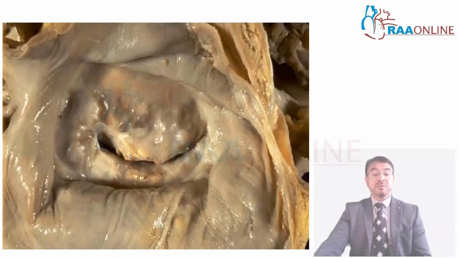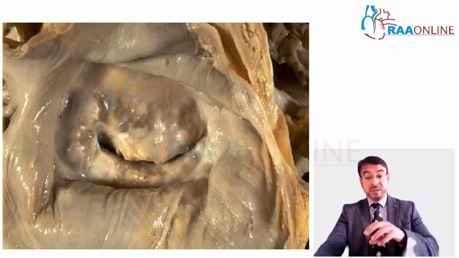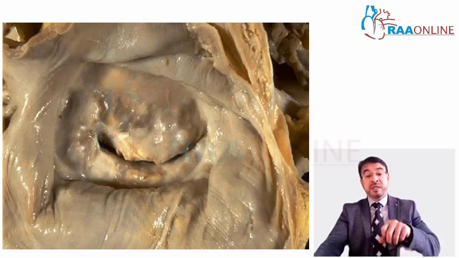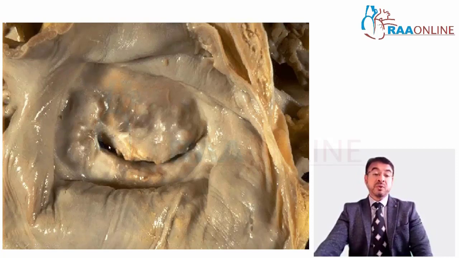This is another picture of the mitral valve, taken from a camera that has been placed above the atrium, which has been cut open to show a stenosis. This is a fish mouth stenosis.